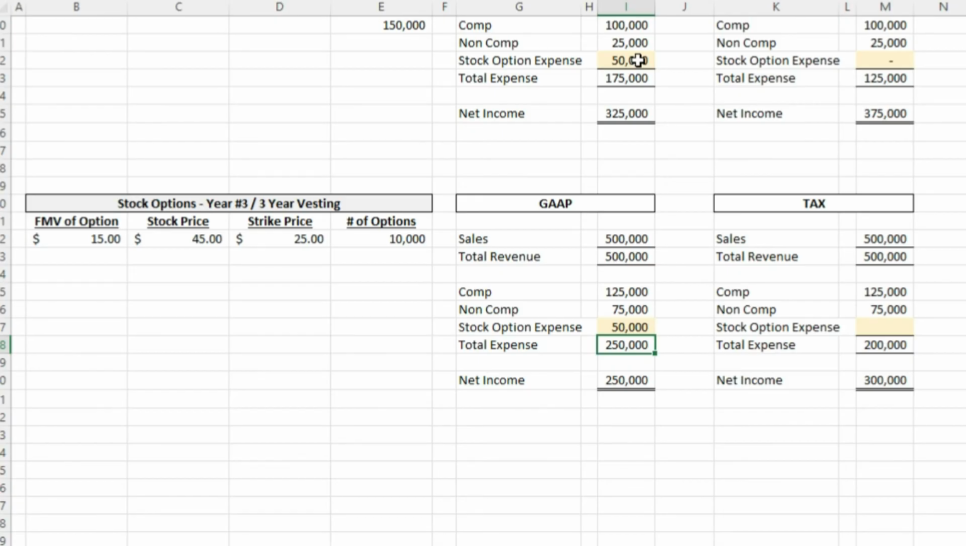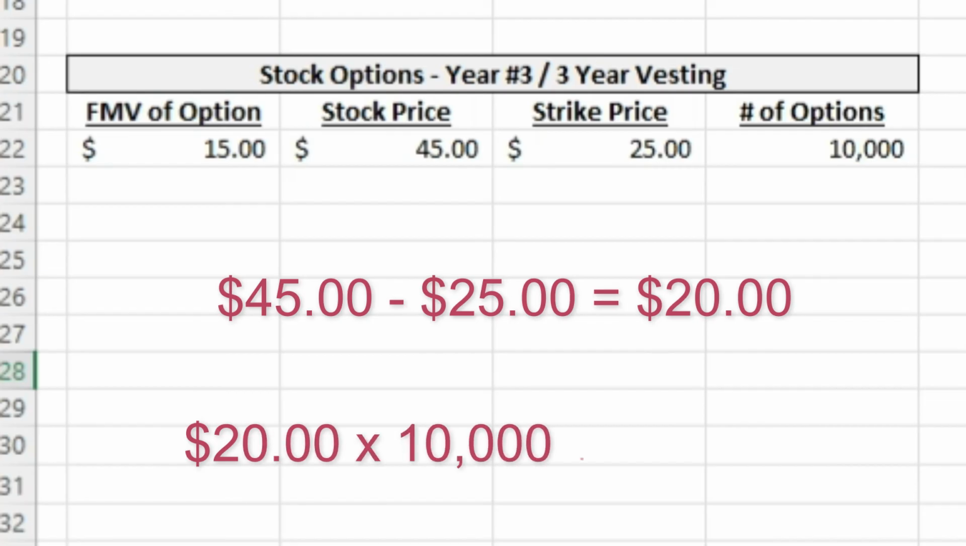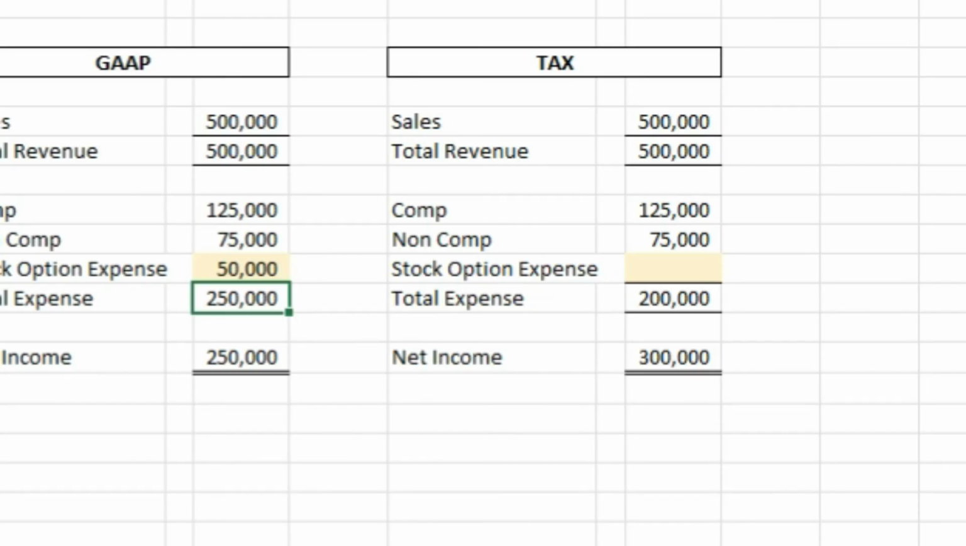Now, from a tax standpoint, we have a taxable event. That person has exercised their options, and from a tax standpoint, you can deduct the stock price less the strike price. In this instance, it is $20 times 10,000 options. You can deduct that because that is going to be stock option expense from a tax standpoint. And on the flip side, the person that's exercising those options is going to be taxed on that as well.